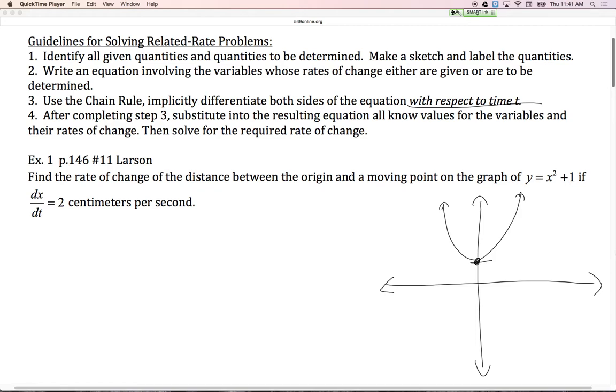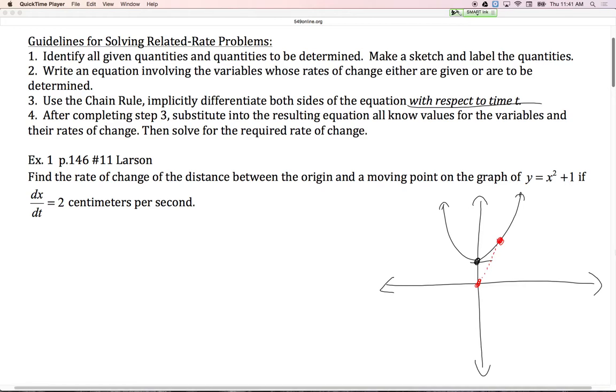So we have this parabola, and it has a point on it that's moving. Okay, little ADD guy. All right, so we have this little point that just can't stay still. It's moving, and it's a certain distance away from the origin, so we know where the origin's at. And so let's imagine that distance there. So find the rate of change of the distance between the origin and a moving point on the graph.